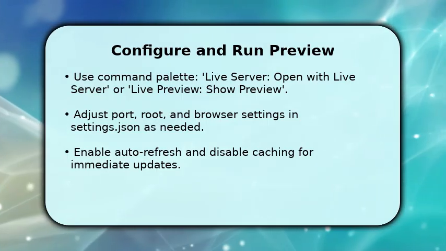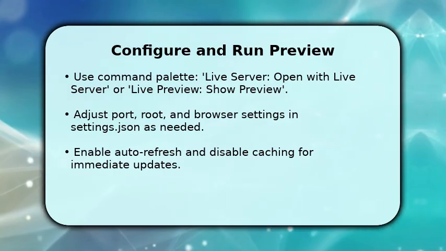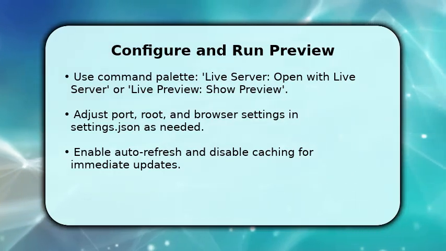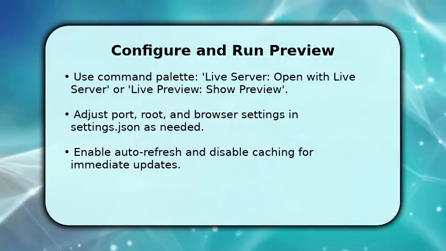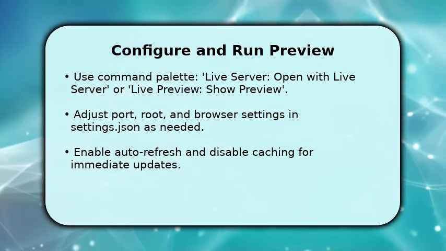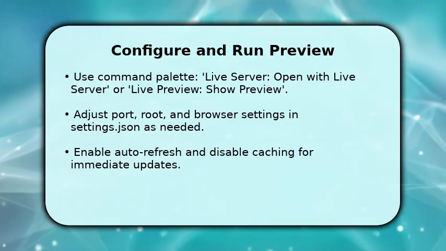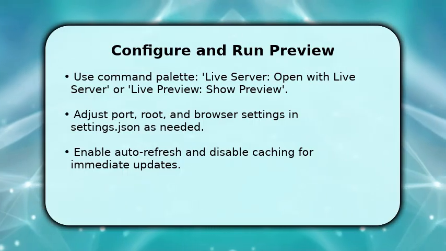Next, configure and run the preview with deliberate settings. Open the command palette and choose Live Server or Live Preview to start the session. If you need a specific port or a different root folder, edit settings.json or use workspace settings so the server serves the correct files. Once started, enable auto-refresh and disable caching so your browser reflects edits instantly. Make sure extensions that block reloads are off. This avoids stale pages. This step ensures a stable, repeatable preview workflow.